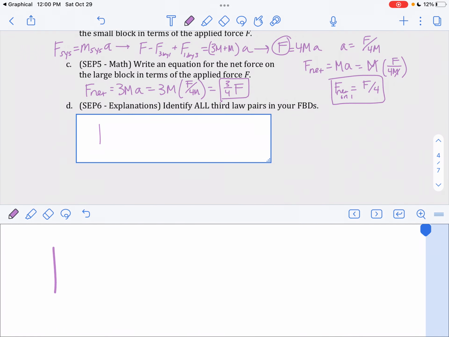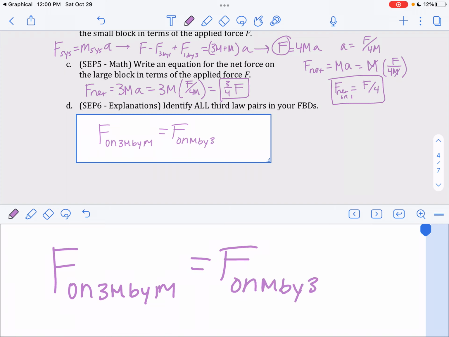Okay, now third law pairs. The only third law pair is F on 3m by 1m and F on 1m by 3m. Fn and Fg are not third law pairs, even though they are, in this case, equal and opposite. They're not third law pairs because they are both acting on the same object. So it would be Fn on m by the surface and Fg on m by the Earth. So they're not third law pairs because they're both acting on the m block.